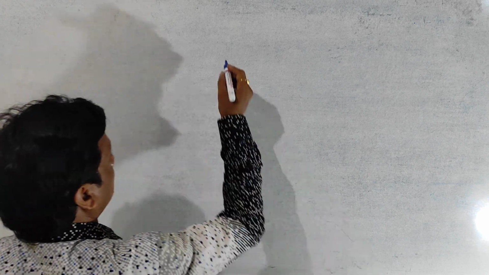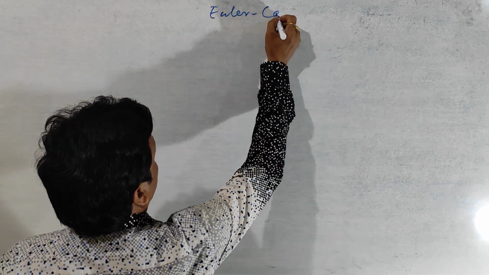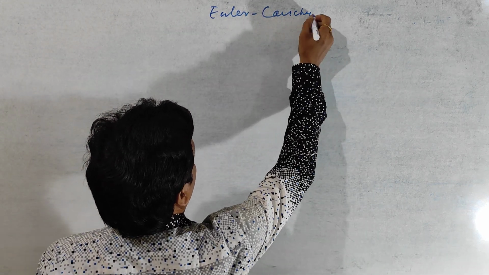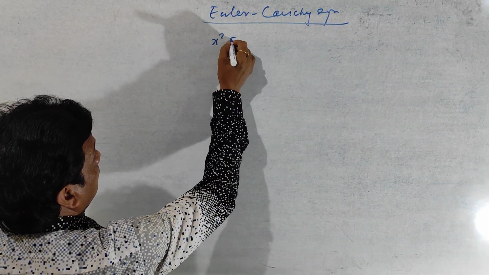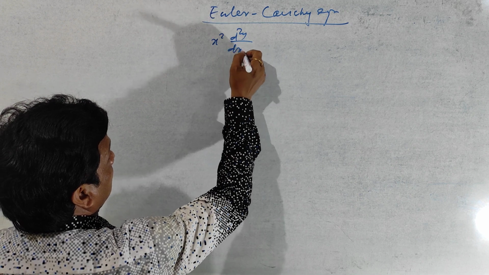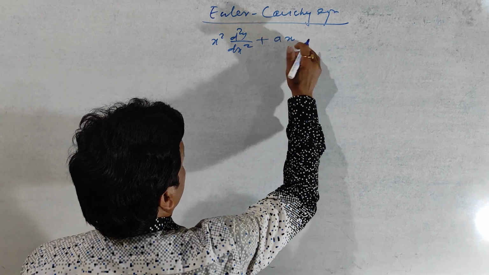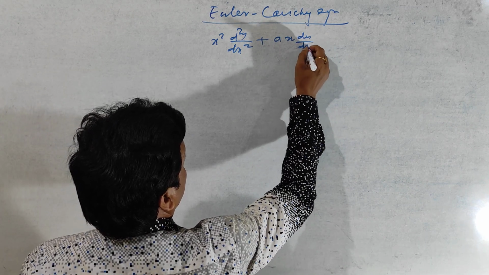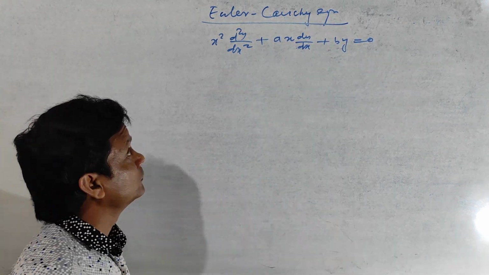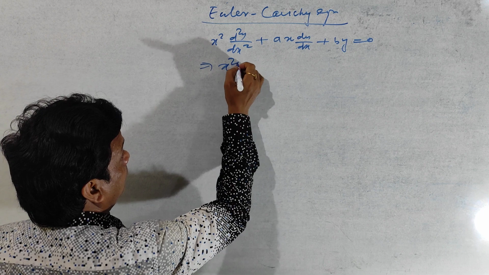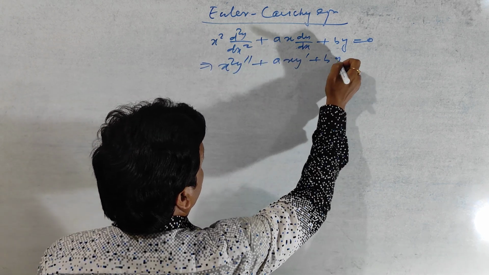And the format is, see here. This is the Euler-Cauchy equation. The format is x squared d squared y over dx squared plus a x dy by dx plus b y equal to 0. That means this can be x squared y double dash plus a x y dash plus b y equal to 0.